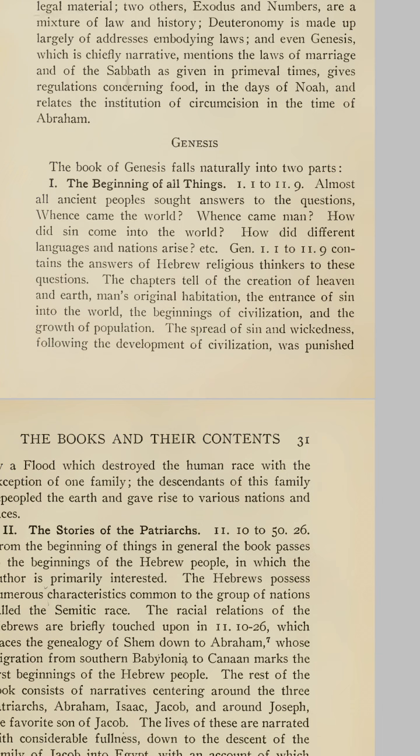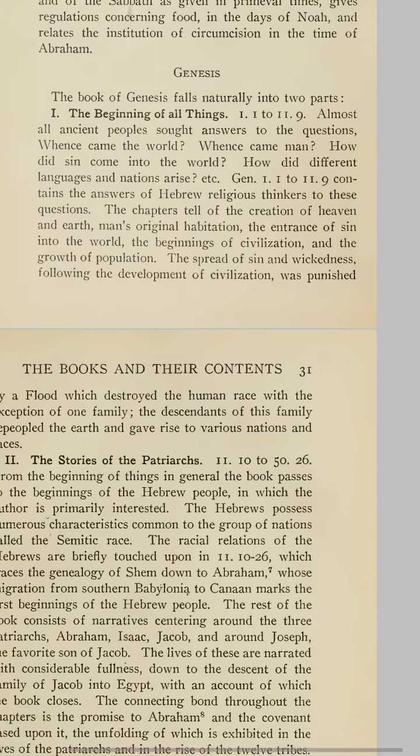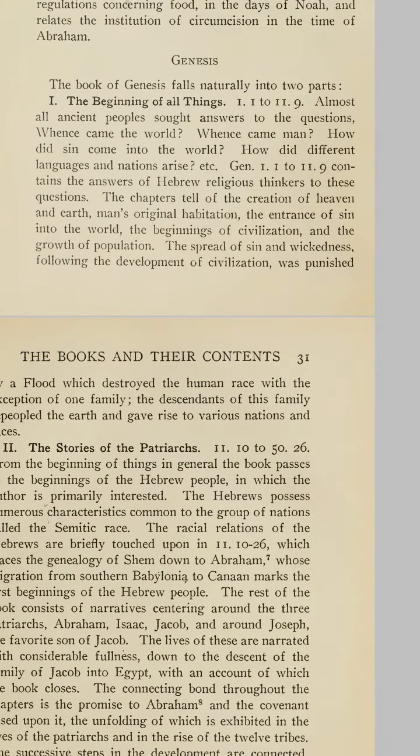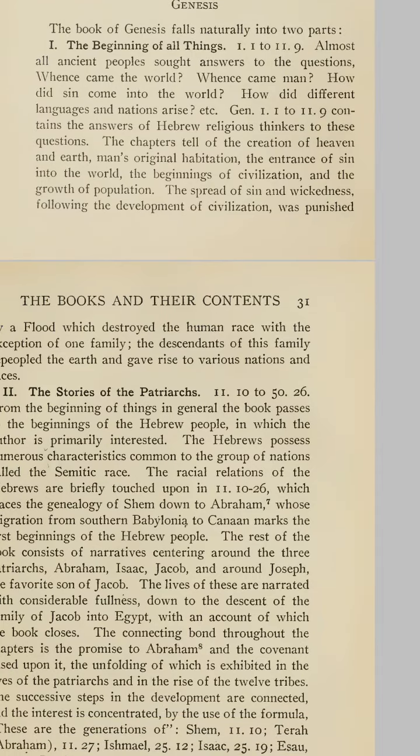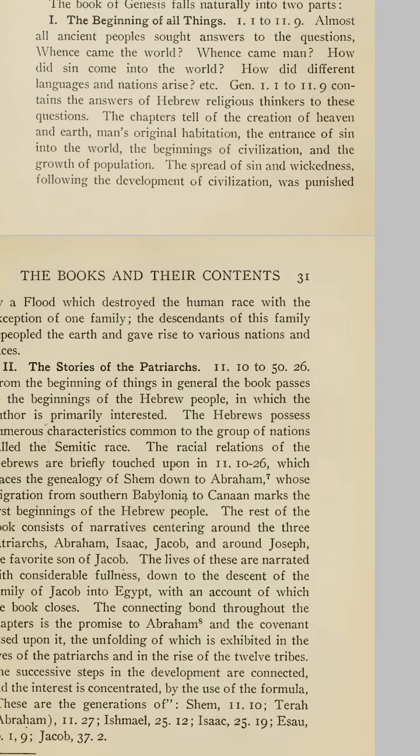of marriage and of the Sabbath as given in primeval times, gives regulations concerning food in the days of Noah, and regulates the institution of circumcision in the time of Abraham. The book of Genesis falls naturally into 2 parts. 1. The beginning of all things, 1 to 11:9.